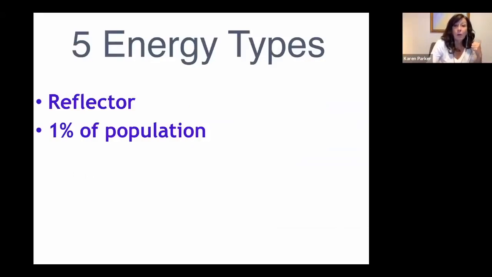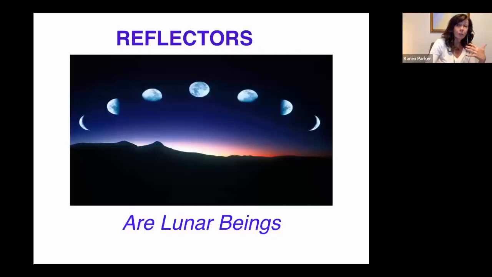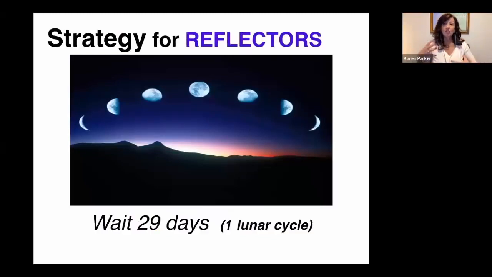The reflectors are approximately 1% of the population. If you're a reflector, you are a wise observer. You magnify and reflect all that is around and you mirror it back for others. You are a lunar being and your strategy is to wait 29 days, or the full lunar cycle. And in that process of waiting, you need to do one very important thing. That is, you need to talk about your decisions with the people around you.